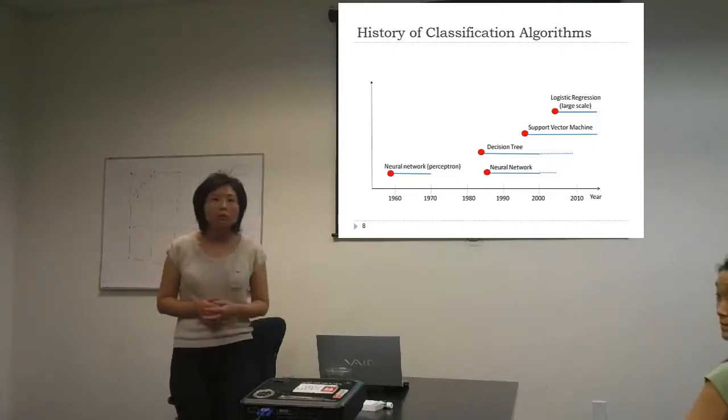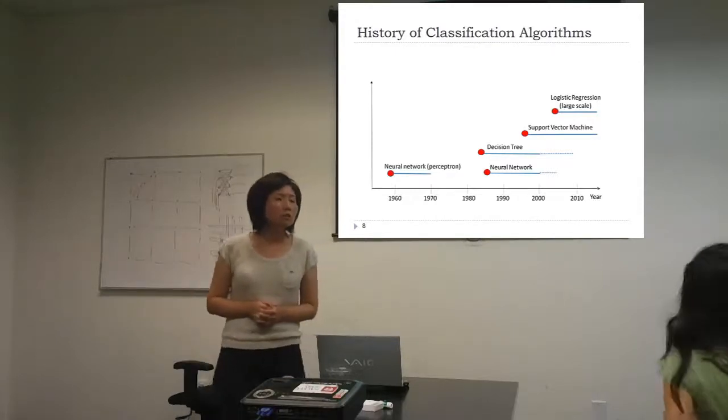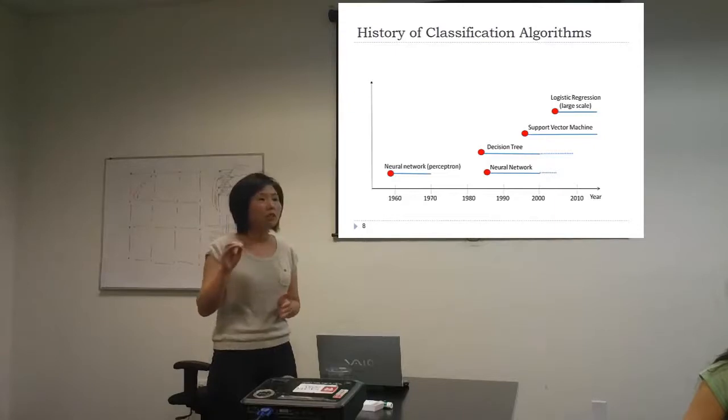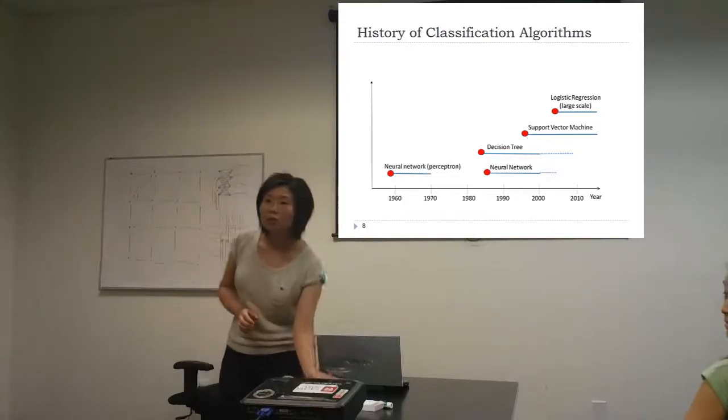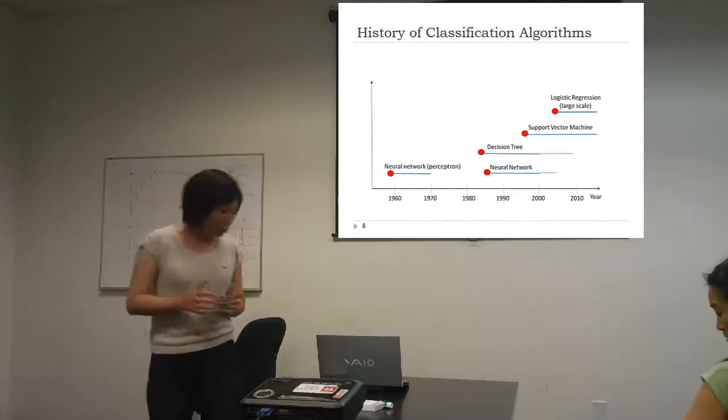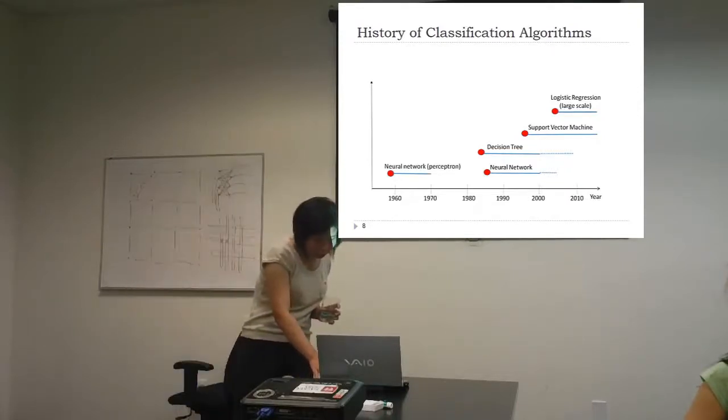What are you conveying with your dotted lines there? Dotted line means just being used, but not used so heavily. Since logistic regression uses fuzzy logic. No, I will show, actually I have a slide on logistic regression.